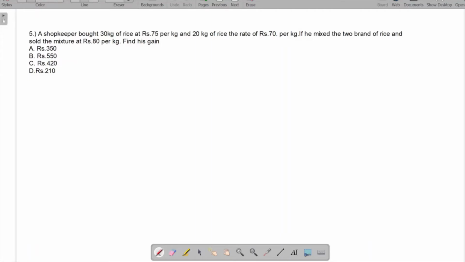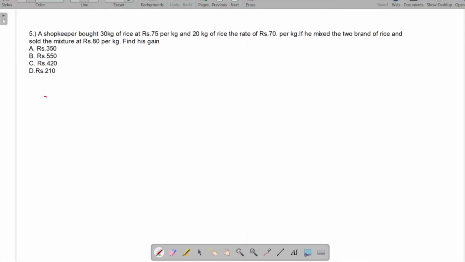So let's see the next question now. A shopkeeper bought 30 kgs of rice at rupees 75 per kg and 20 kg of rice at the rate of 70 per kg. If he mixed the two brands of rice and sold the mixture at 80 rupees per kg, find his gain. So we have to find the profit or gain.